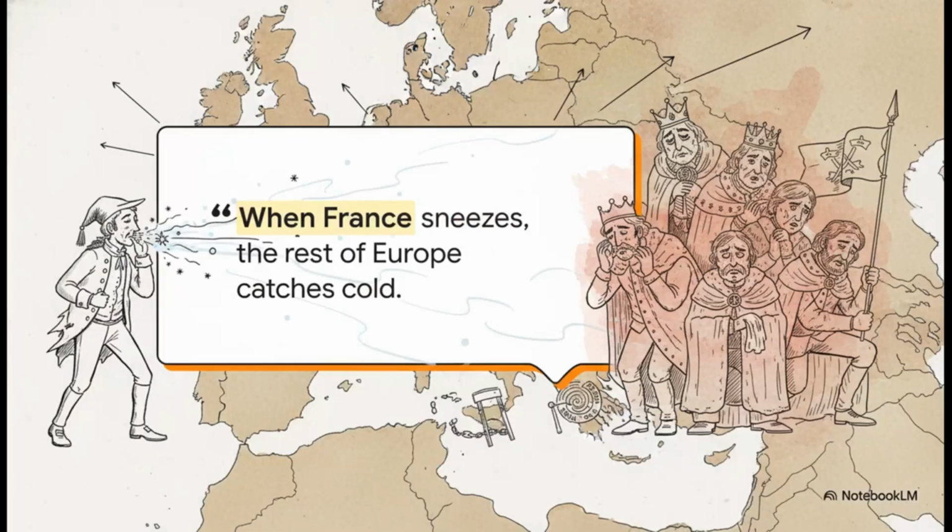Now, this entire phenomenon is captured perfectly by a famous and honestly brilliant observation from the Austrian Chancellor, Duke Metternich. He said, "When France sneezes, the rest of Europe catches cold." It's just a perfect way to illustrate how highly contagious French political turbulence was at the time. Once that absolute monarch fell in Paris, the fever of revolution just completely infected the rest of the continent.